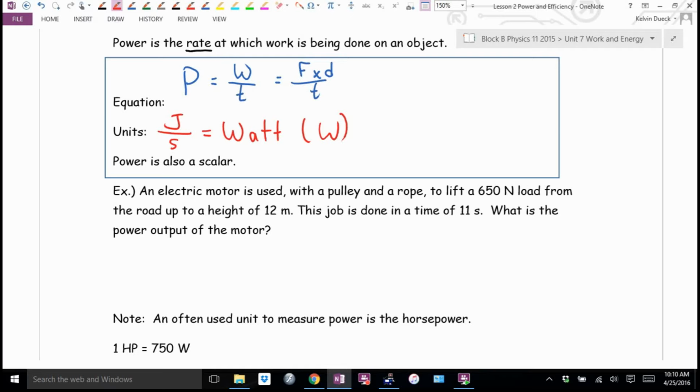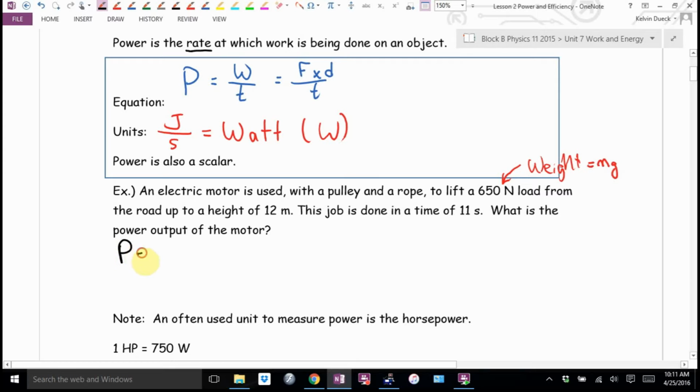You ready? Let's apply this. An electric motor is used with a pulley and a rope to lift a 650 Newton load. You know what? Is that kilograms, Cam, or is that newtons? That's the weight, not the mass. And remember, weight is mg. So lift a 650 Newton load from the road up to a height of 12 meters. The job is done in a time of 11 seconds. What's the power output of the motor? Cam, what does this question want me to find?